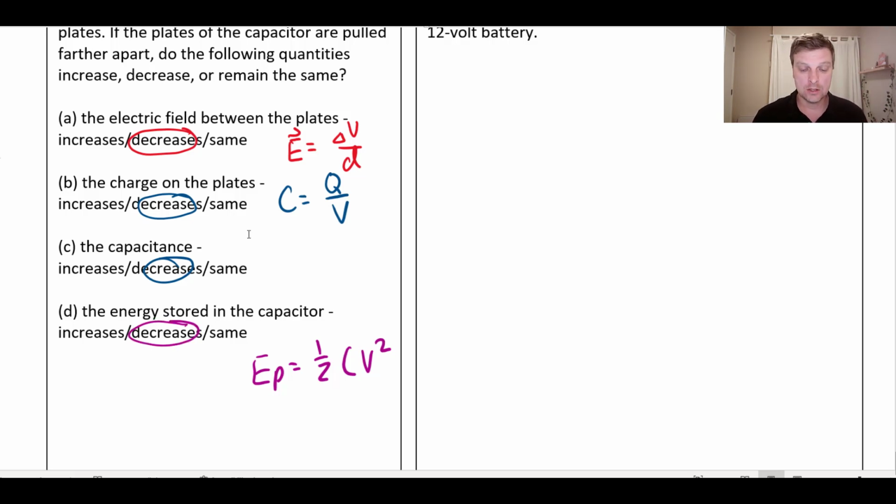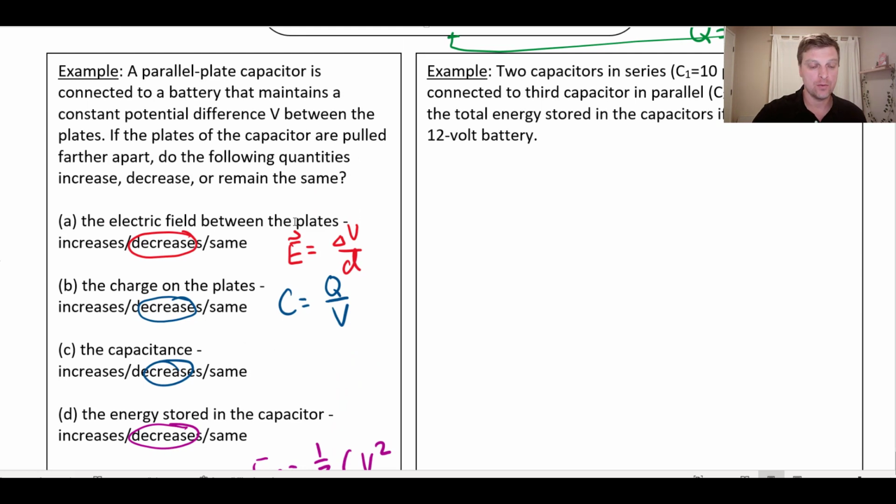All right, so let's try a question here involving energy where we do a little calculation. It says two capacitors in series, 10 microfarad and 5 microfarad, are connected to a third capacitor in parallel of 20 microfarads. Find the total energy stored in the capacitors if it's connected to a 12-volt battery. So I'm going to draw this out first and foremost. I've got a 12-volt battery to start with.